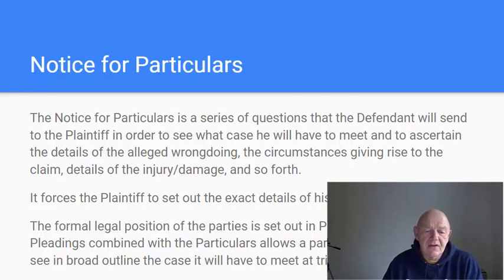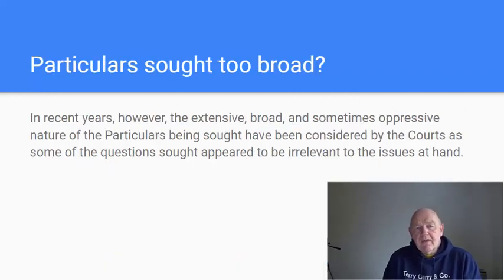It forces the plaintiff to set out the exact details of his claim, and the defendant then obviously will be able to understand what claim he has to meet. The formal legal position of the parties is set out in the pleadings, and the pleadings combined with the particulars allow a party to the proceedings to see in broad outline the case that he will have to meet at trial.